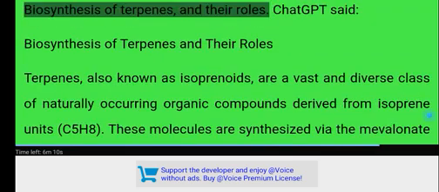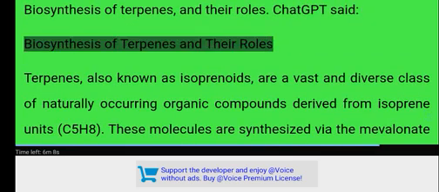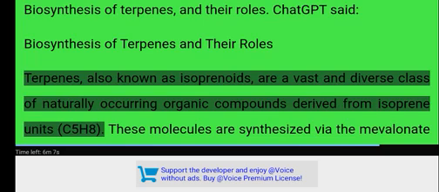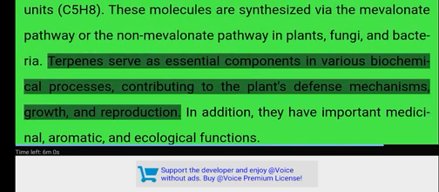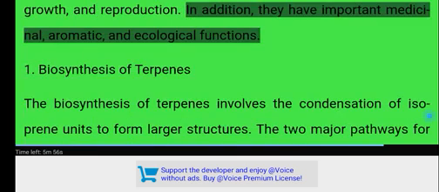You said: Biosynthesis of terpenes and their roles. ChatGPT said: Biosynthesis of terpenes and their roles. Terpenes, also known as isoprenoids, are a vast and diverse class of naturally occurring organic compounds derived from isoprene units (C5H8). These molecules are synthesized via the mevalonate pathway or the non-mevalonate pathway in plants, fungi, and bacteria. Terpenes serve as essential components in various biochemical processes, contributing to the plant's defense mechanisms, growth, and reproduction. In addition, they have important medicinal, aromatic, and ecological functions.